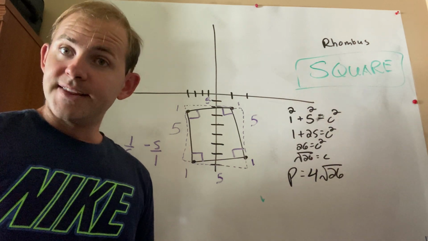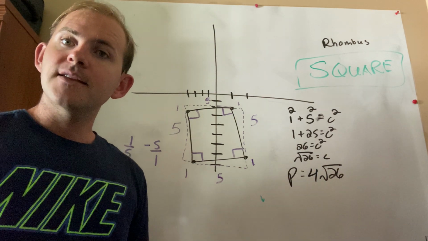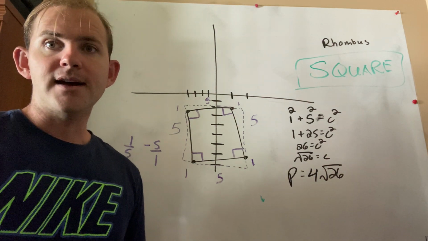Okay? So in sum, when you're asked to classify quadrilaterals in the coordinate plane, step 1, graph the figure. Step 2, find the side lengths, check to see if any of them are the same. Step 3, check your slopes, see if you have parallel lines, perpendicular lines, or none of the above.